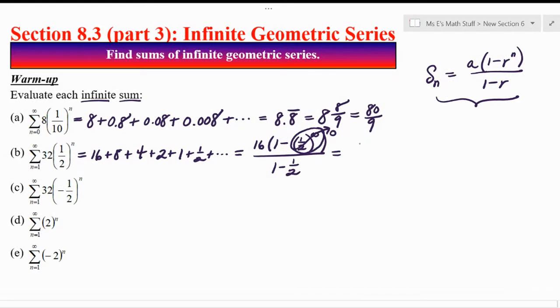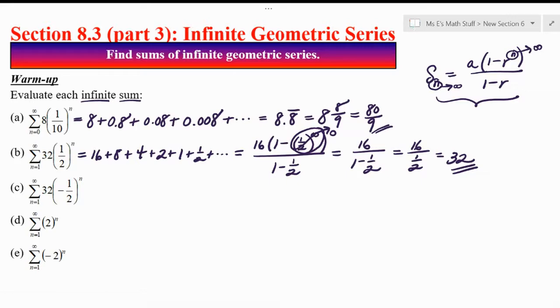Anyway, so you'd basically end up with 16 times 1, or 16 over 1 minus 1/2, which if you simplify that, you'd have 16 divided by 1/2, which would end up being 32. And congratulations if for part B, for whatever reason, you thought the answer would end up being 32, because you were right, it is. And so basically what we ended up doing there was using this formula and basically letting the n value approach infinity, since n meant the number of terms, and in this case, you're adding up infinitely many terms.